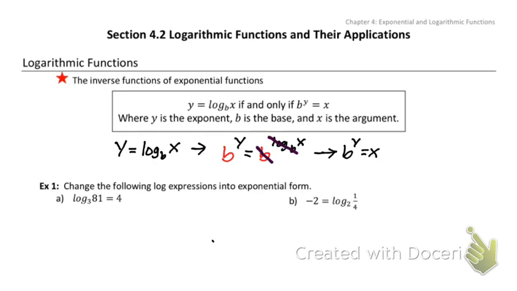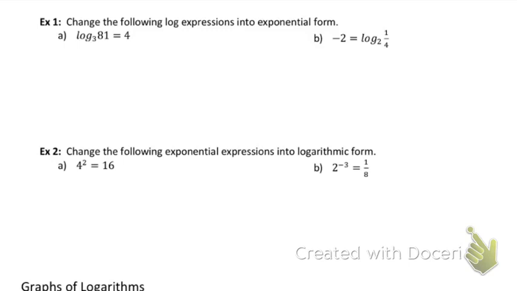All right, let's see how that works with these problems. First of all, all four of these are true statements. Log base 3 of 81 does equal 4. But a lot of times with logarithmic functions, we change them to exponential functions because they're easier to work with. So we're supposed to change the following to exponential form and not logarithmic form.